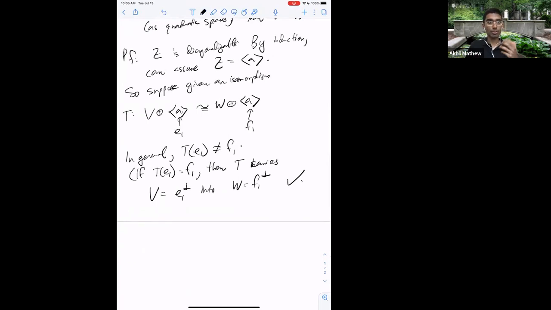What saves us in this quadratic form setting is that you have lots of isomorphisms. Even though T of e1 is not equal to f1, what you can always do is pre-compose or post-compose with some other automorphism to make this happen. Observe now that T of e1 and f1, which we can think of as vectors living in the vector space W direct sum bracket A, are two vectors of the same length, or the same length squared.